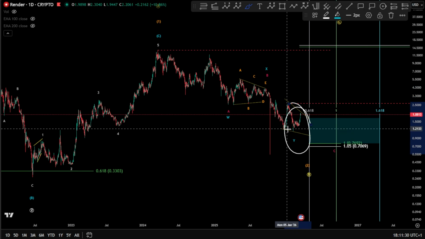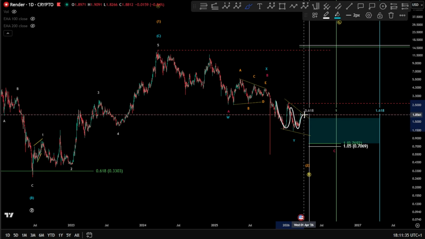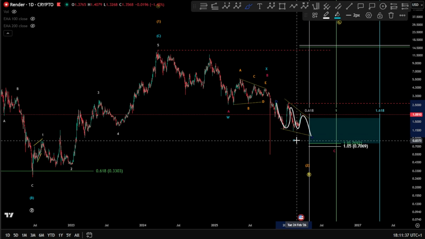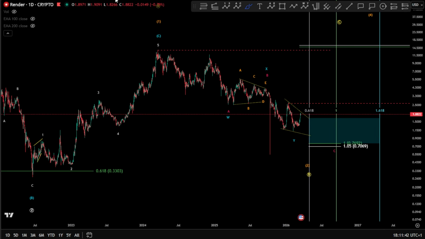But I'm still not yet convinced. Of course, we still need further evidence for this because, of course, the possibility here for the diagonal is still there and it can be playing. Now, of course, we see very higher prices for Render.